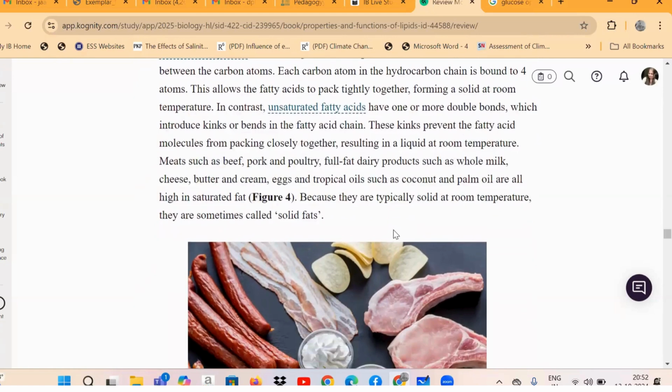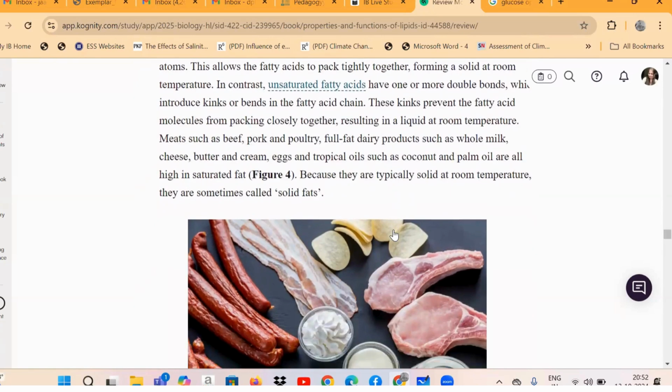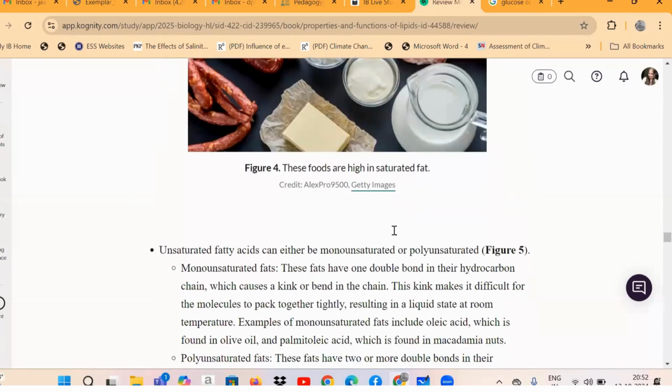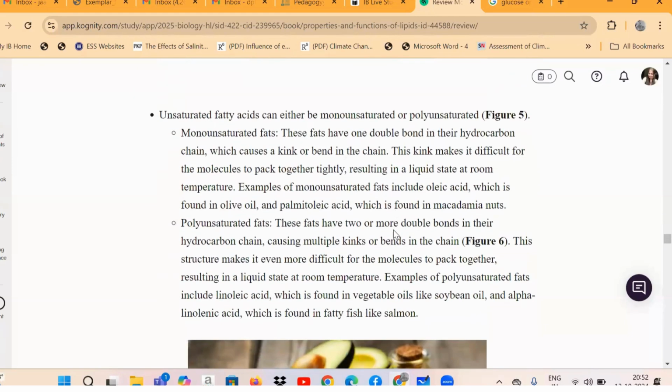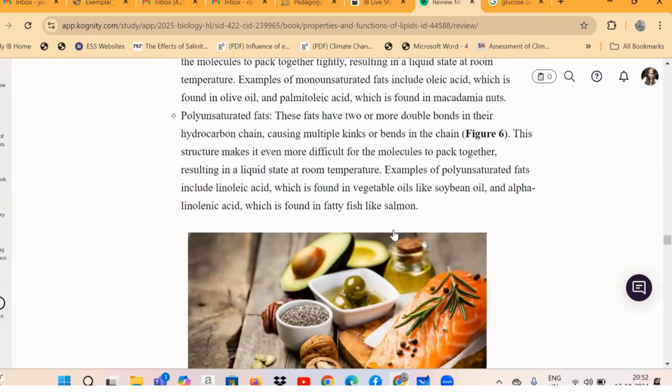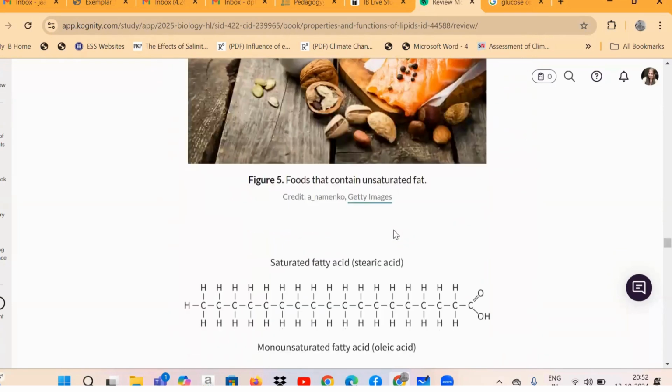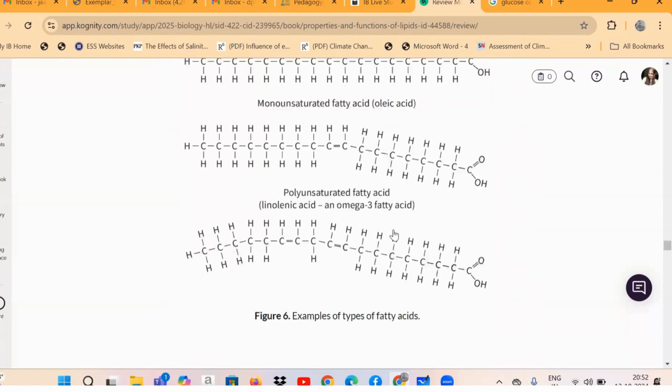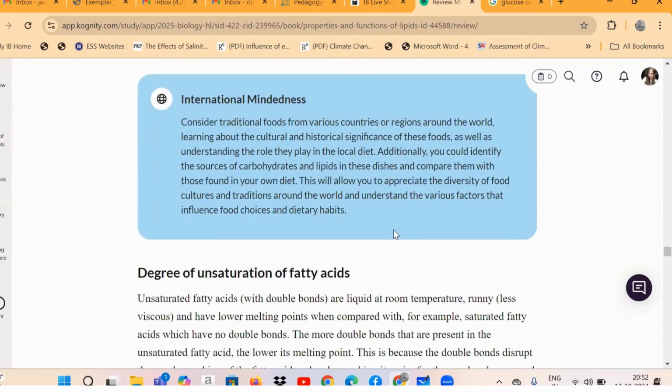So we should know some examples to identify in MCQs. For example, meat, beef, and pork are saturated fatty acids, and so they are solid at room temperature. Coming to polyunsaturated fatty acids, linoleic acid, soya and most oils, and salmon come under that. So we should have some examples remembered. So this is saturated and unsaturated.